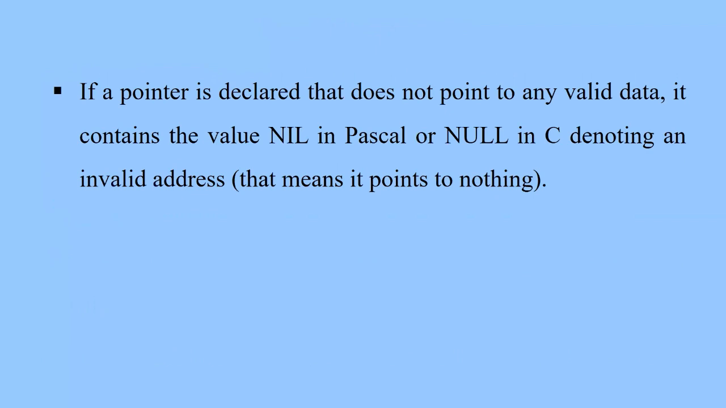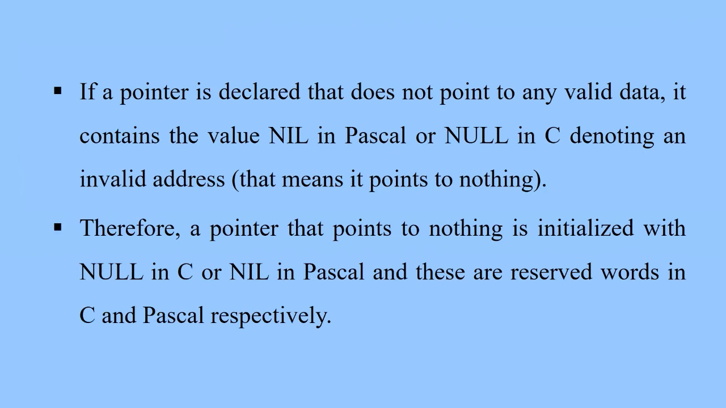If a pointer is declared that does not point to any value in data, it contains the value nil in Pascal or null in C, denoting an invalid address. That means it points to nothing. But remember, it will contain something, but something that is not meaningful and does not really refer to what the programmer wants. Therefore, a pointer that points to nothing is initialized with null in C or nil in Pascal, and these are reserved words in C and Pascal respectively.